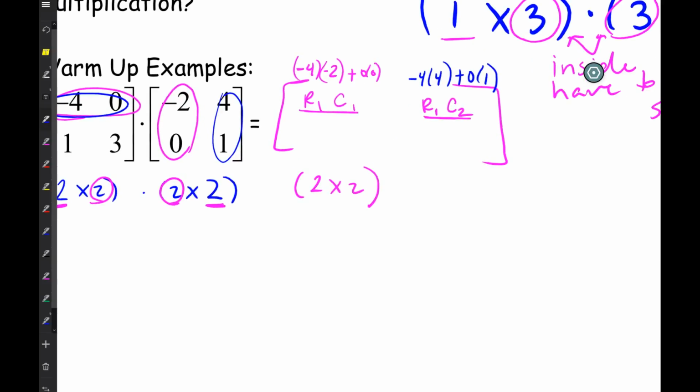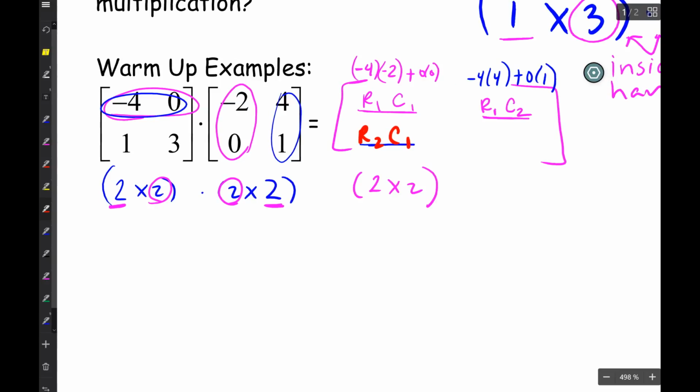In the next position, and I'll change the color on this one, this would be row 2, column 1. So I know I'm going to take the elements of row 2, which would be 1, 3, and multiply them by which column? Yep, column 1 of the second matrix. So that would be 1 times -2 plus 3 times 0.